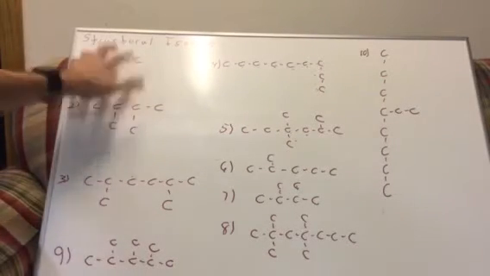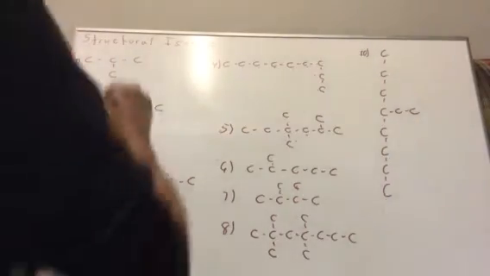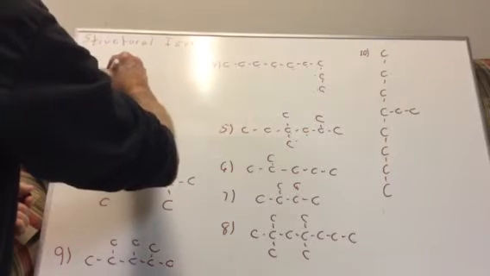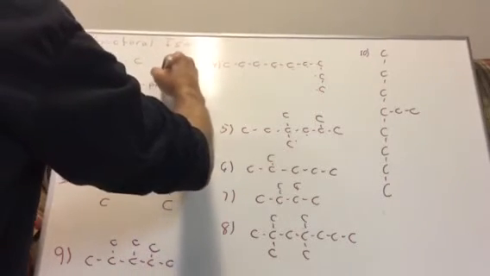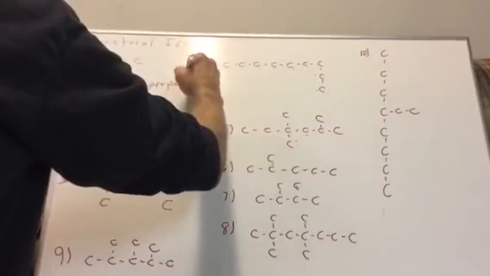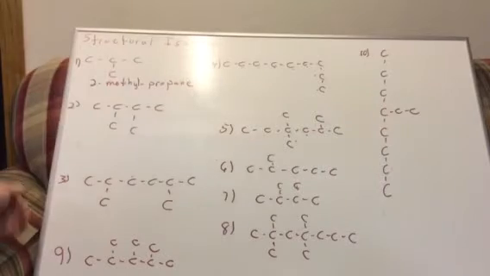You count the longest chain, in this case it's propane. You've got a methyl group attached to it. And so you have 2-methyl propane. Sorry, I left the L out. So 2-methyl propane.